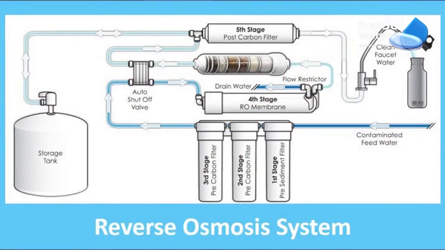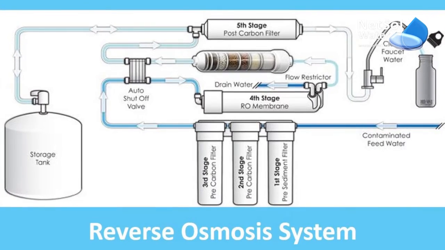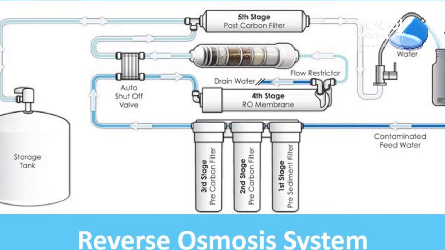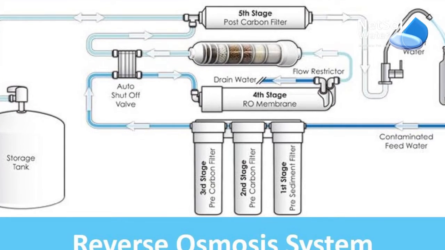The reverse osmosis process pushes the water through a series of filters and ultimately the clean water goes to the holding tank and the contaminants are flushed down to the drain.